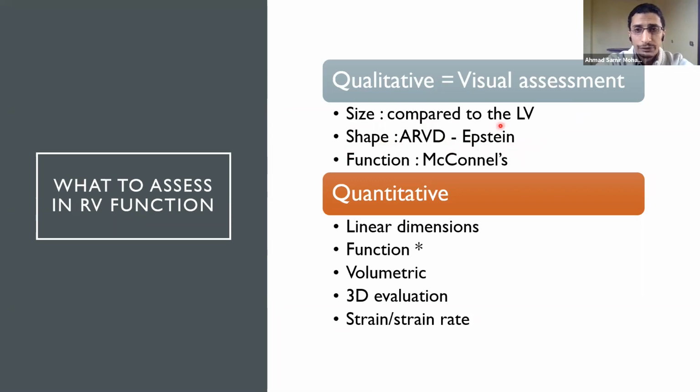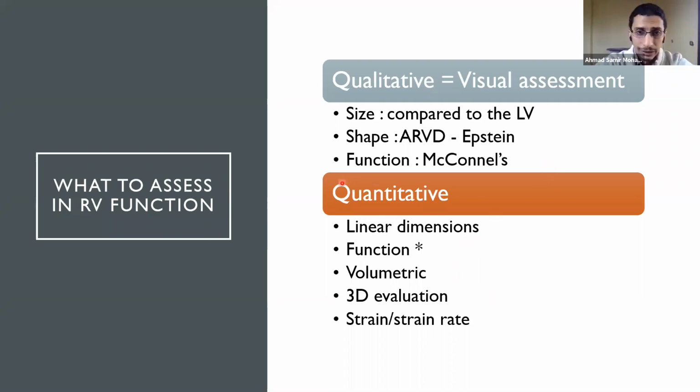The shape definitely will not have enough figures to represent the Epstein appearance of the right ventricle, or the dilated parts of the cavity, particularly the outflow tract, or thin paper walls of the right ventricle. The McConnell sign, which is very familiar in patients presenting with acute pulmonary embolism, has a hyper-contractile, hyper-functioning RV apex while the other parts of the RV wall are dysfunctional and hypo-contractile.